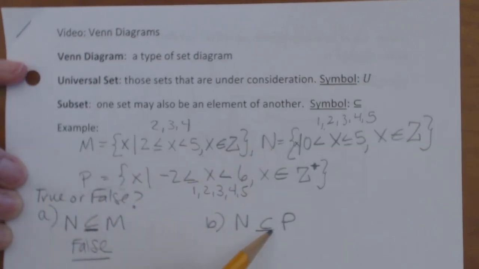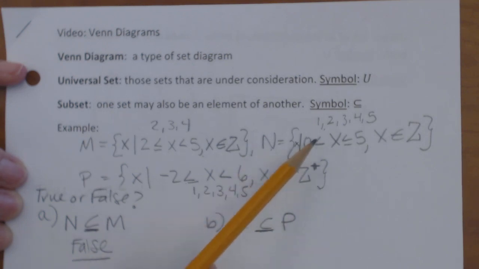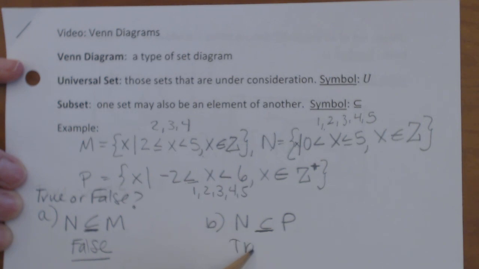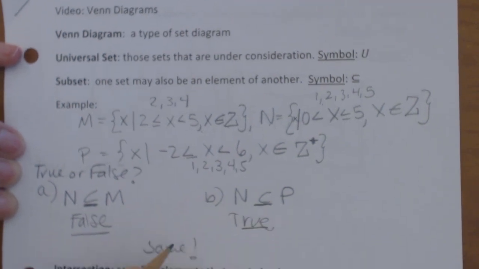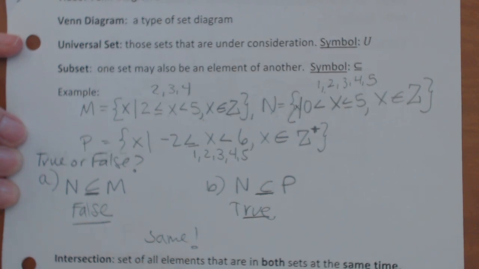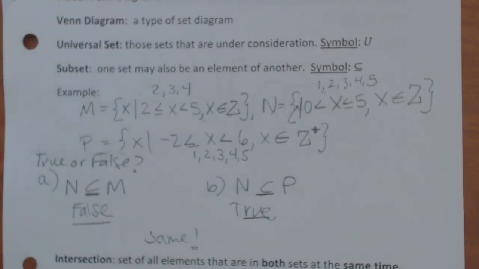Let's look at this one here. Is N a subset of P? So they have to have the same elements. Let's look. N: 1, 2, 3, 4, 5. P: 1, 2, 3, 4, 5. Is that true? Yes, that is true. So look to see where they're the same. Okay, the same. All right, let's get on to some more notation.